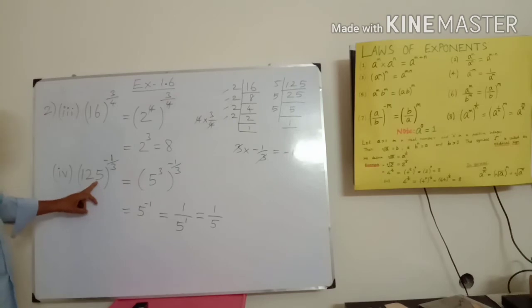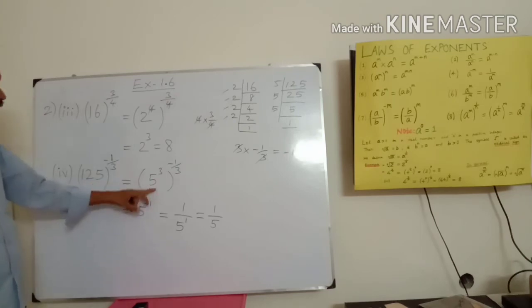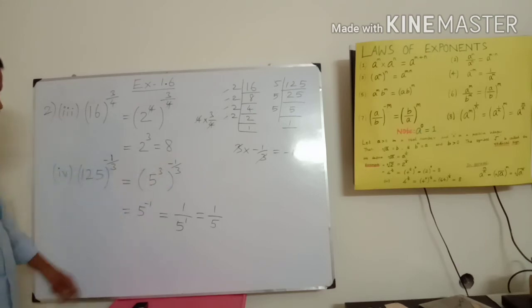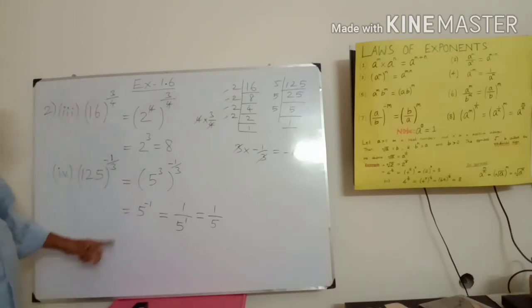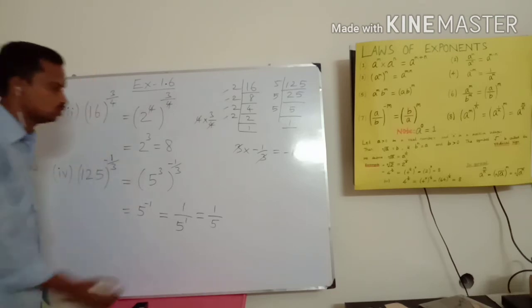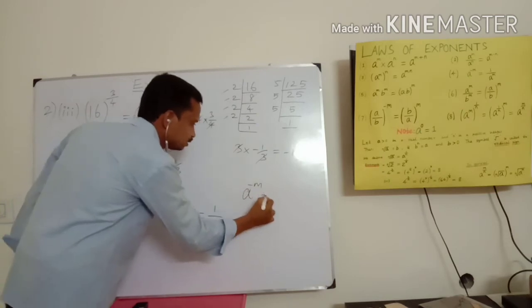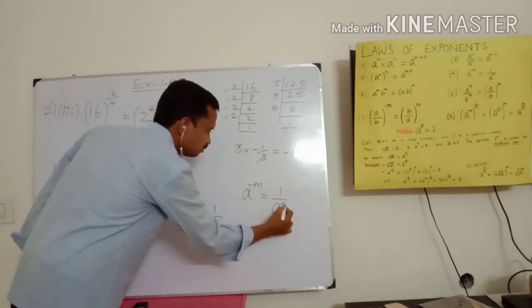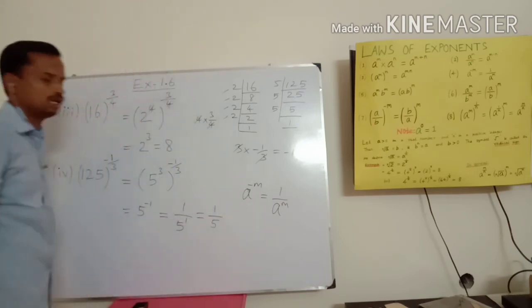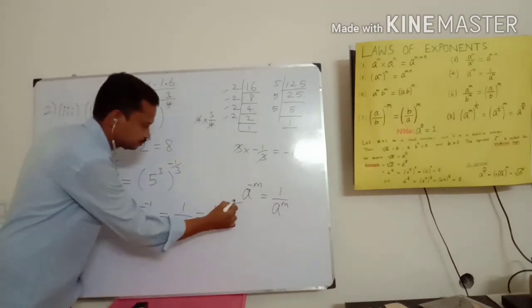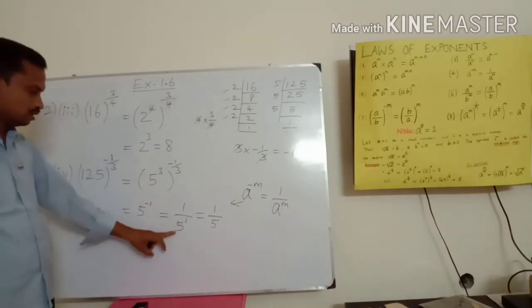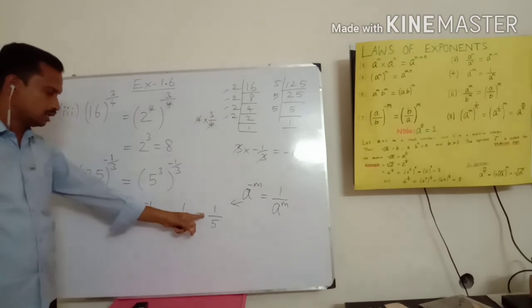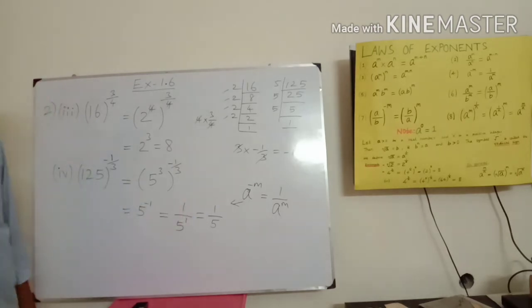So first of all, we have to change this 125 as 5 cube, and after cancelling the power into power, you get 5 power minus 1. Here you apply that law: a power minus m is equal to 1 by a power m. So this is the law we have applied. So 5 power minus 1 is equal to 1 by 5 power 1, and again you get 1 by 5.